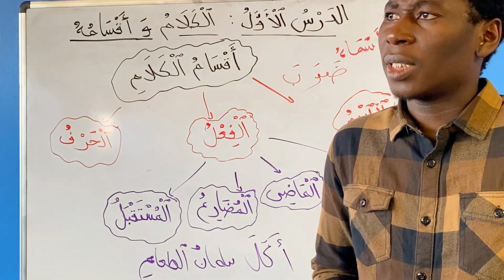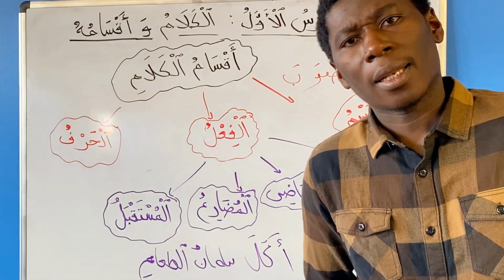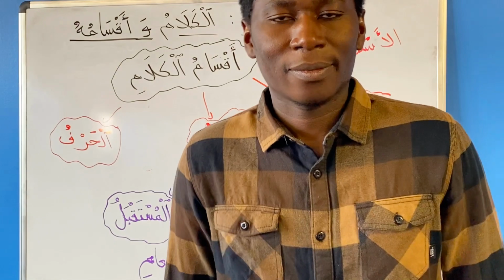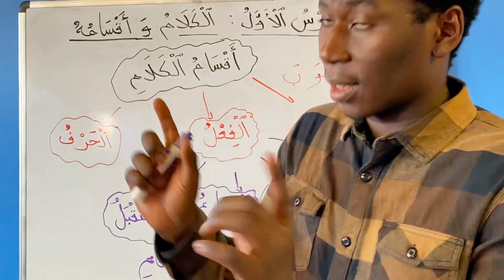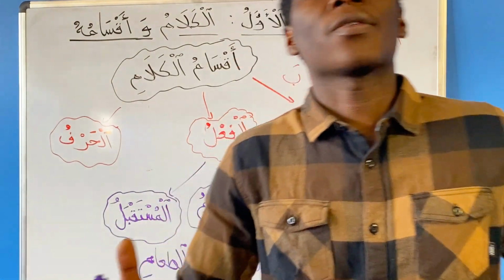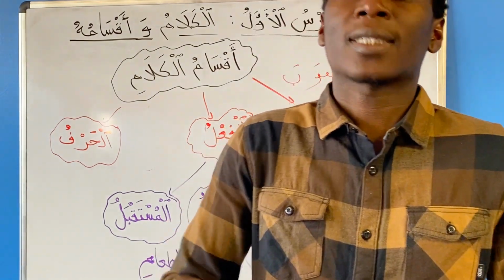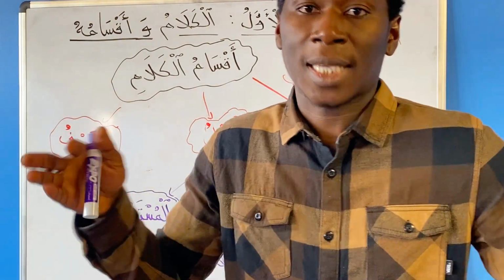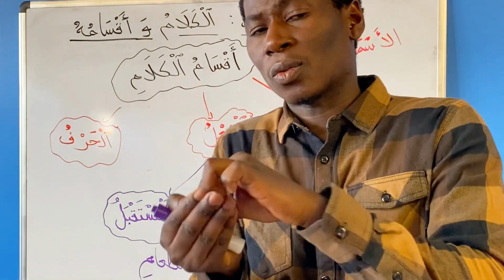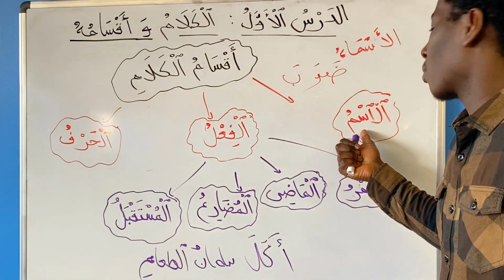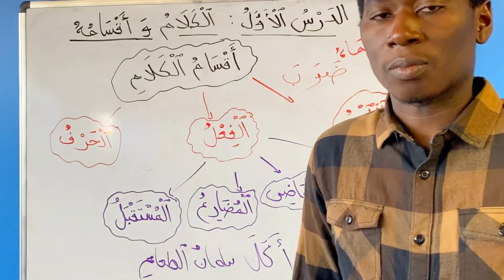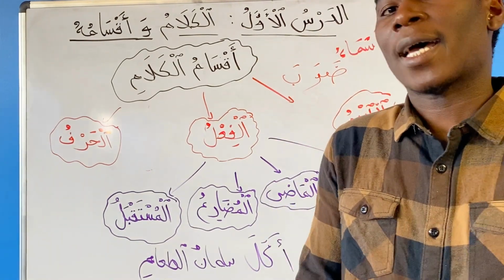So then what is the difference between a noun and a verb? Well, a noun doesn't have any time attached to it. There is no time at all. But with the verb, with the fi'l, there is a time. Either it happened and stopped, or it's happening right now and will end in the future. So there is a time that is linked to the verb. But with the nouns, there's no time. Salman is Salman. Yesterday, today, and tomorrow, the name is Salman. There is no time attached to it.